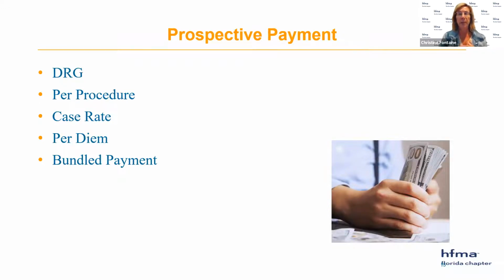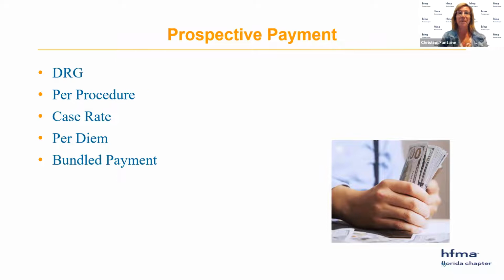Two per procedure payment approaches are used: ambulatory payment classification, APCs, and resource-based relative value scales, or RBRVs. So related to both the DRG and the per procedure payment methods is also the case rate, which is a predetermined amount paid for a specified service or range of services. The difference between a case rate and the DRG is that the case rate encompasses a group of similar procedures, while the DRG can be specific to a unique diagnosis and may or may not include a procedure.